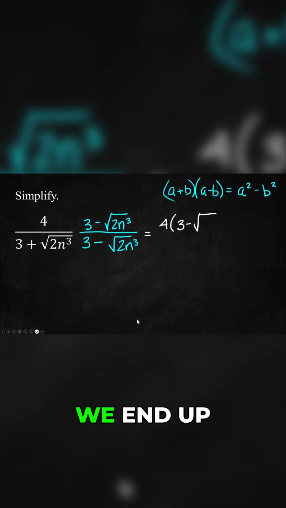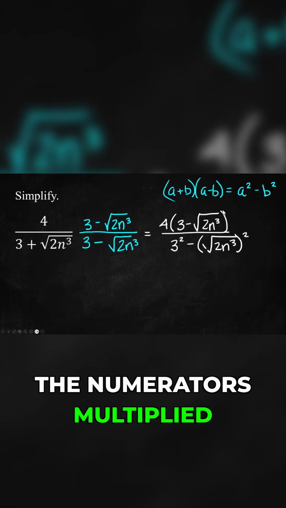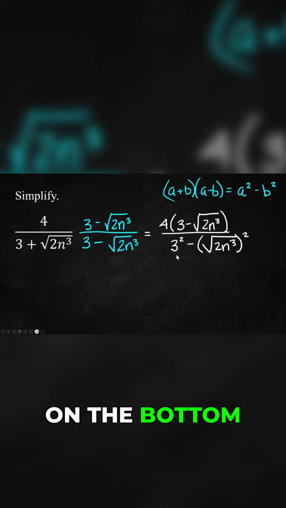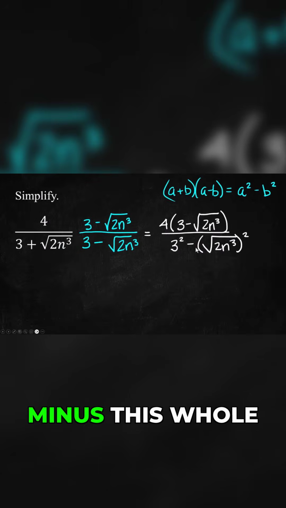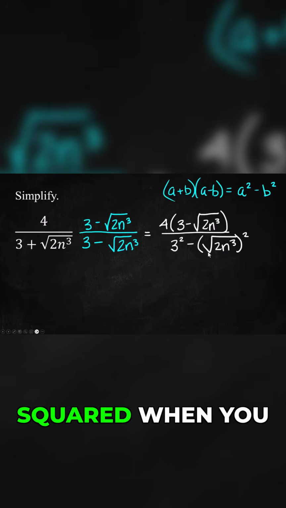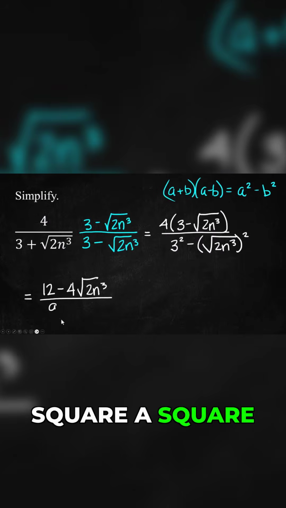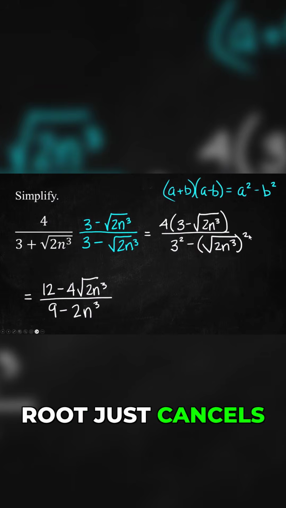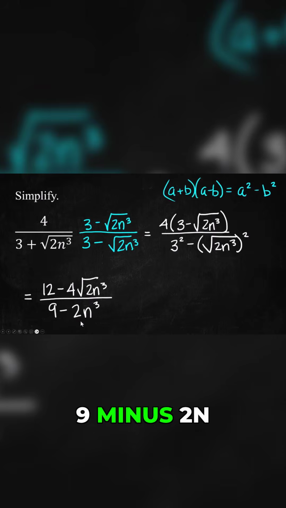Multiplying straight across, the numerators are multiplied together, but then what you have on the bottom is the 3 squared minus this whole radical thing squared, and when you square a square root, that square root just cancels out, and you end up with 9 minus 2n³. You get whatever was on the inside.